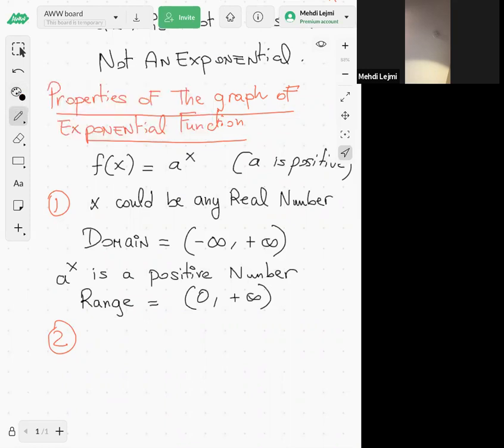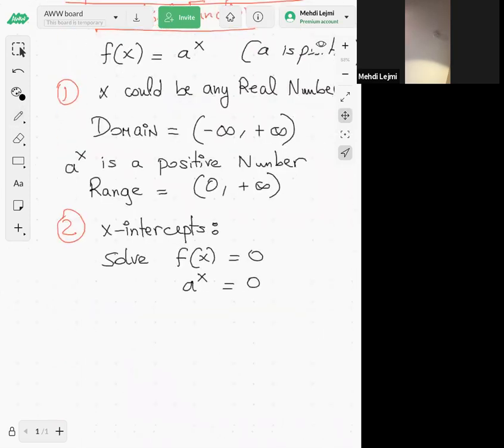So what about the x-intercept? You want to find the x-intercept of this exponential function a to the power x. So we have to solve. Remember how we find the x-intercept? We have to solve f of x equal to 0, right? So in other words, I have to solve a to the power x equal to 0. But again, remember, guys, we said a is a positive number. A cannot be 0. So a to the power x equal to 0 has no solution because a is positive.